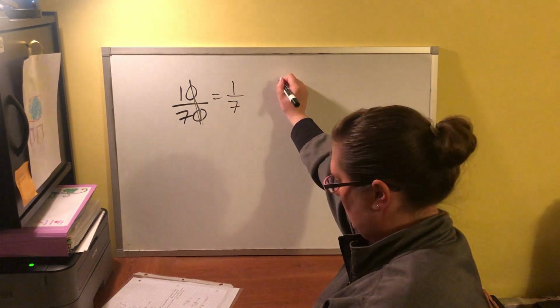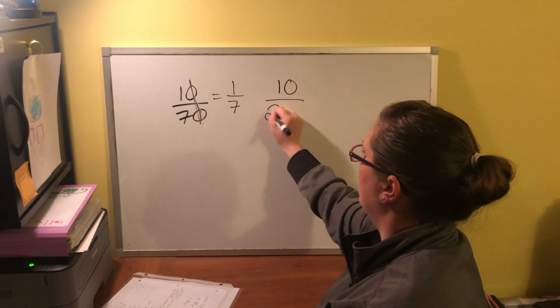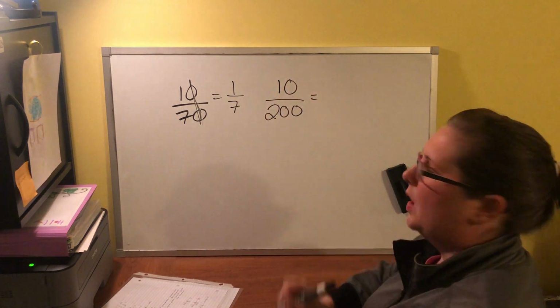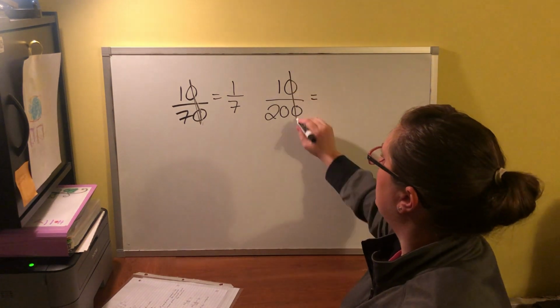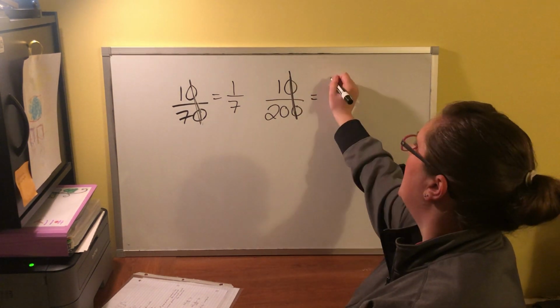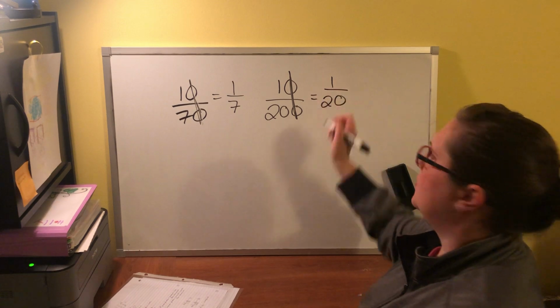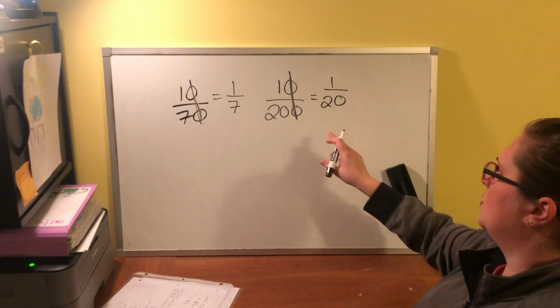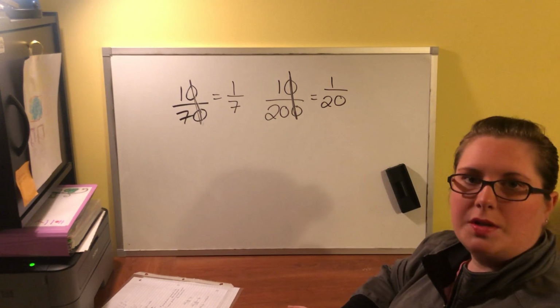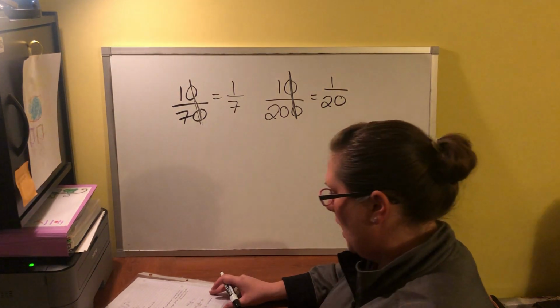Okay, let's go ahead and look at 10 over 200. They both end in a 0, so we can cancel those zeros, and we're left with 1 over 20. So you can only cancel a pair, okay, from the numerator to the denominator. You can only cancel a pair. So 1 over 20 would be your answer here, okay?